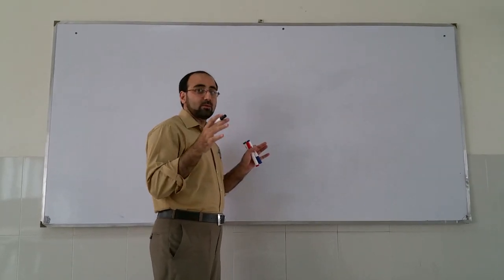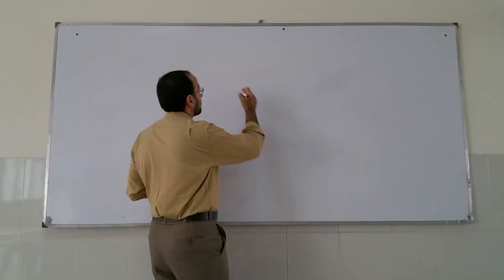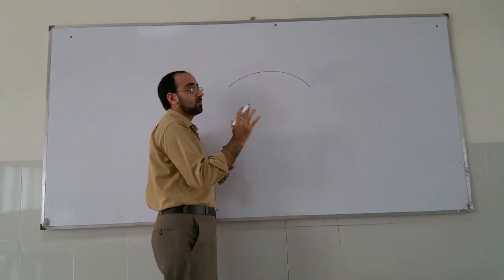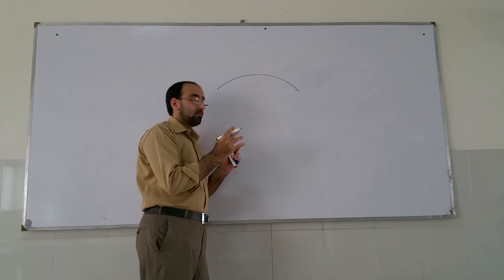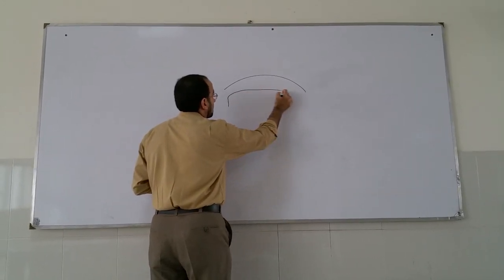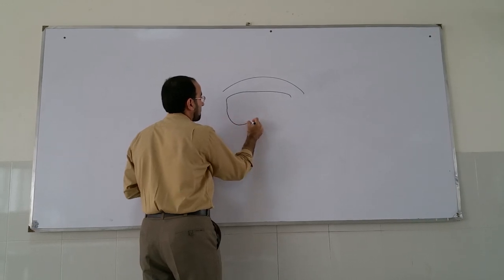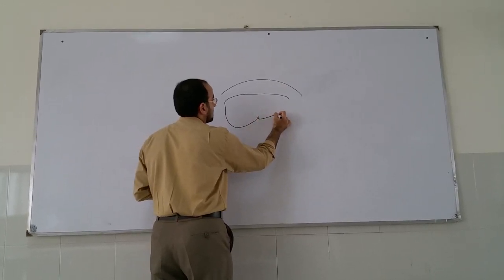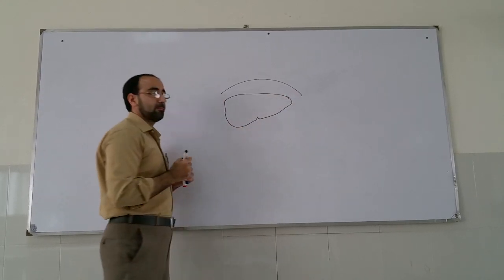We are going to do the peritoneal reflection on the liver. So first, this is the diaphragm. We are looking at the anterior approach of the liver. This is the diaphragm, and below this here is the liver. This is the right lobe of liver, and this is the left lobe of liver.